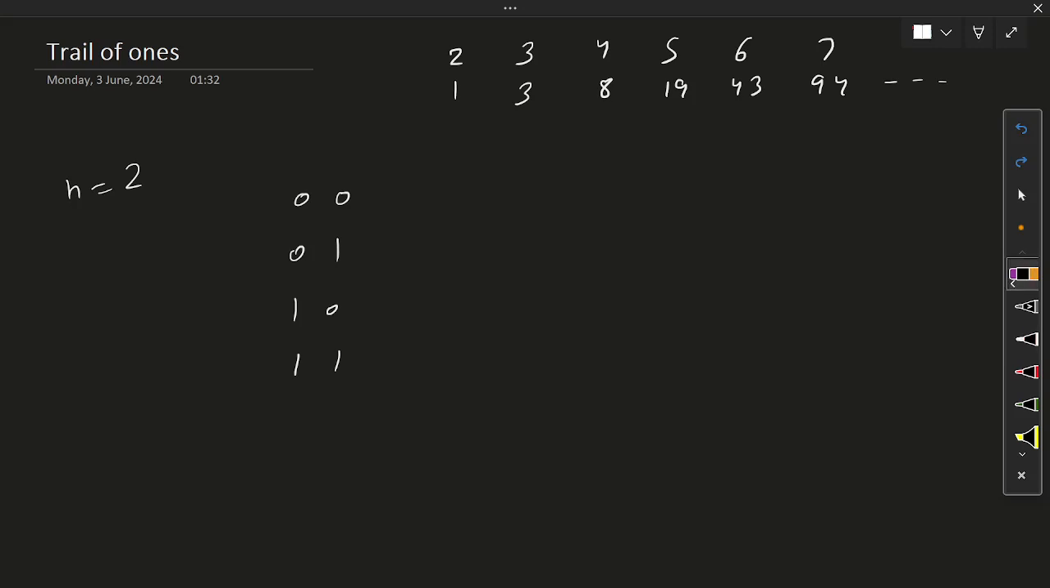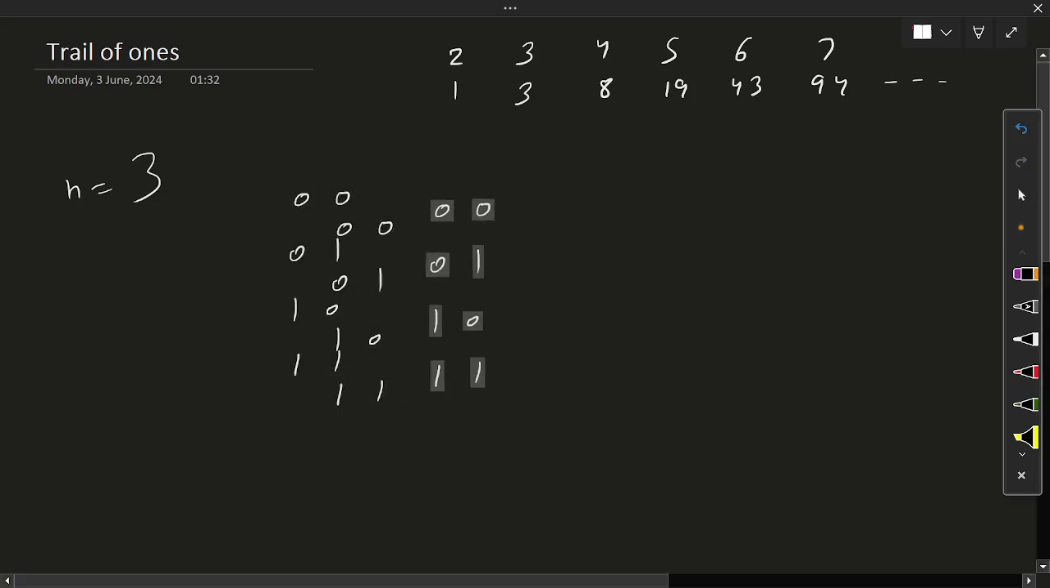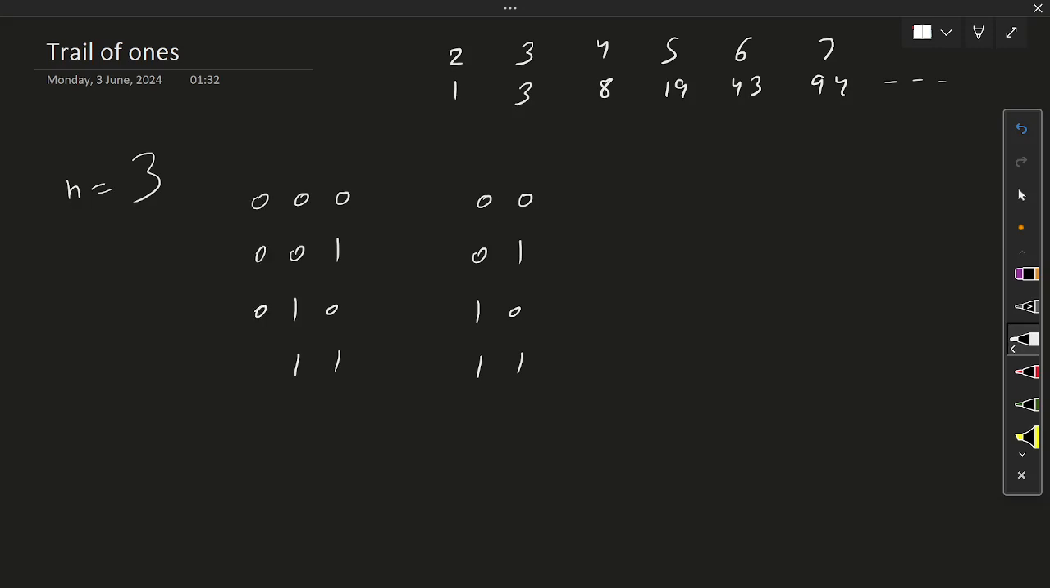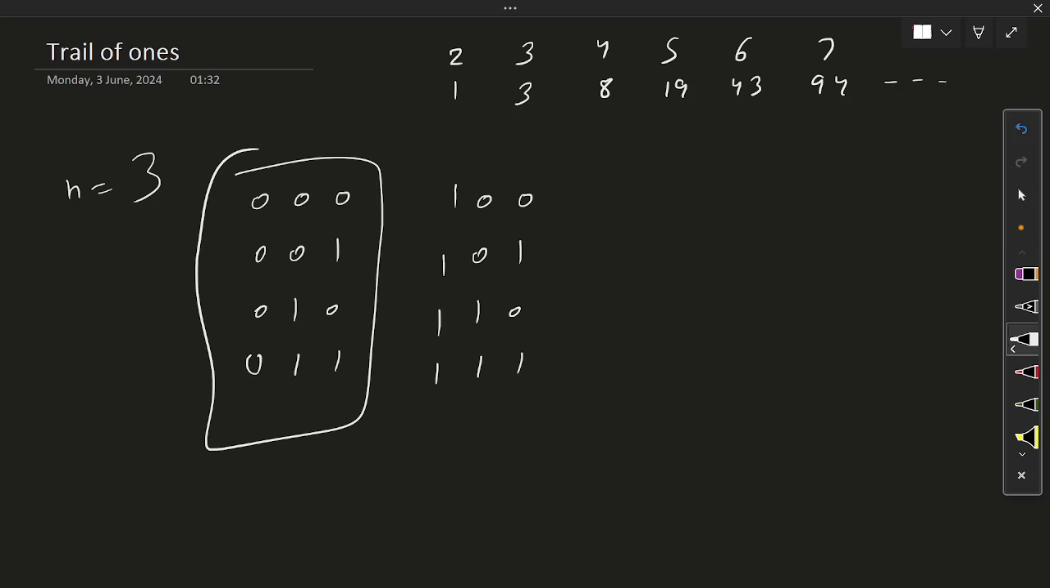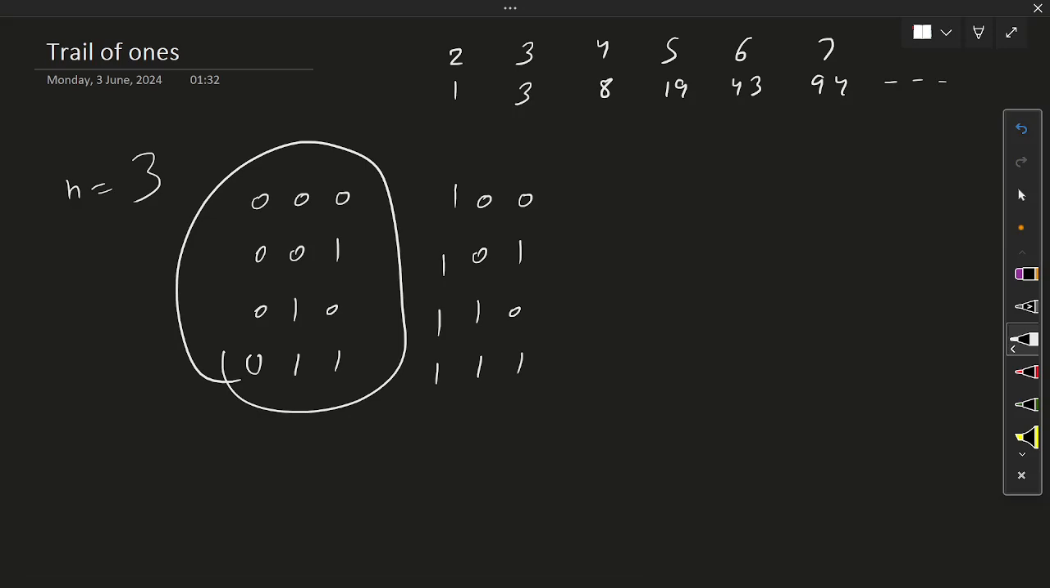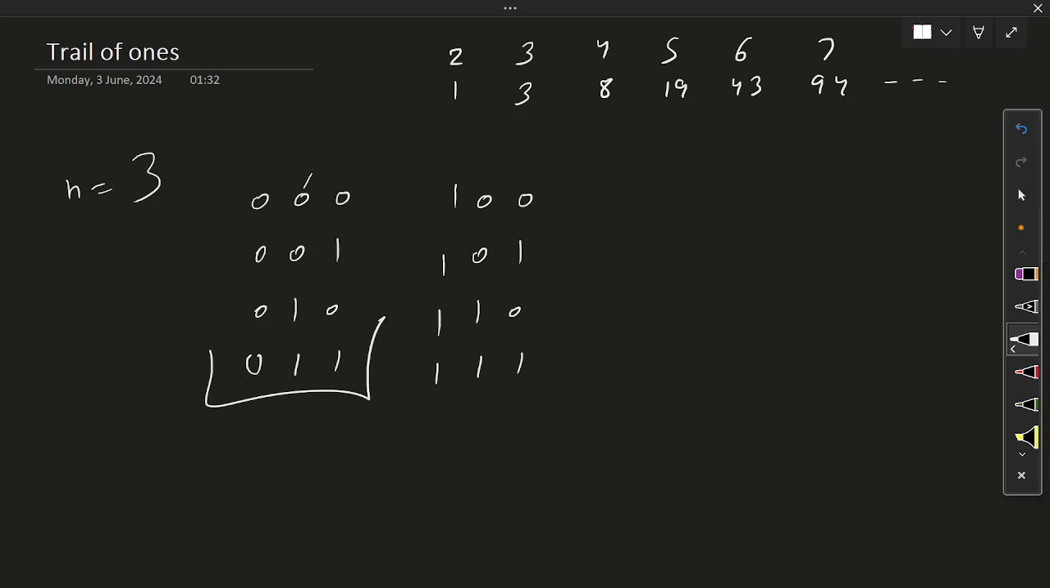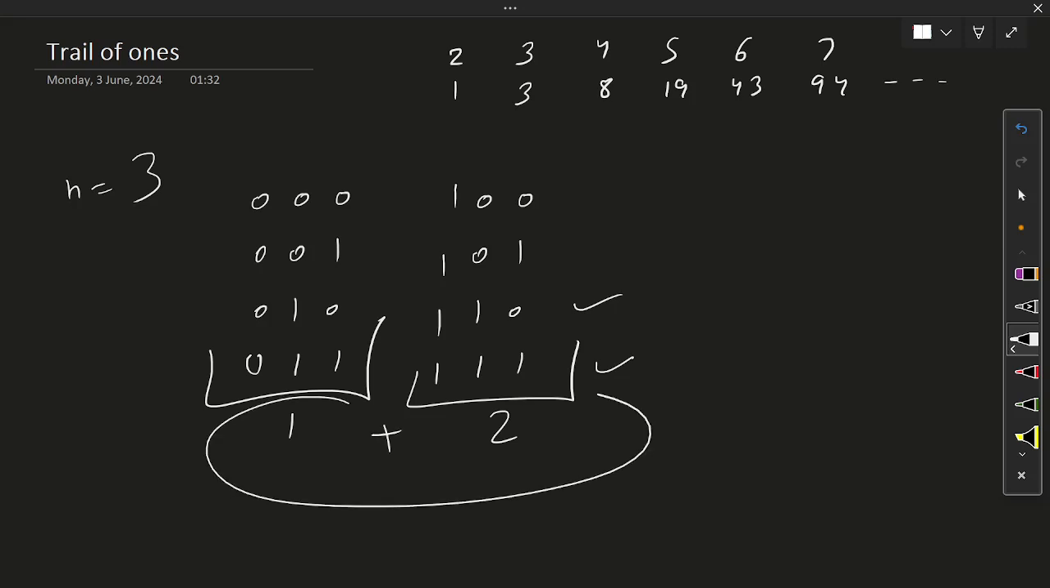So now I am writing for 3. In 3, if you analyze, in this set I have just written 0 in front of them, which means this is a set of 2, not changed. So in the set of 2, the answer is 1. And this is a set of 2, but I have written 1 in front of them. If I write 1 in front of them, just check how many extra consecutive ones there are. So 1, 2, so overall the answer is 3.